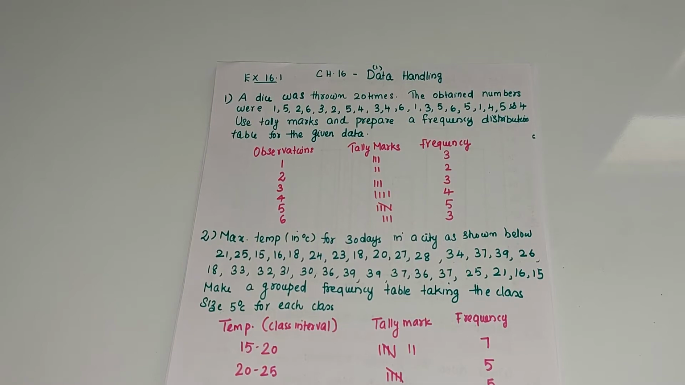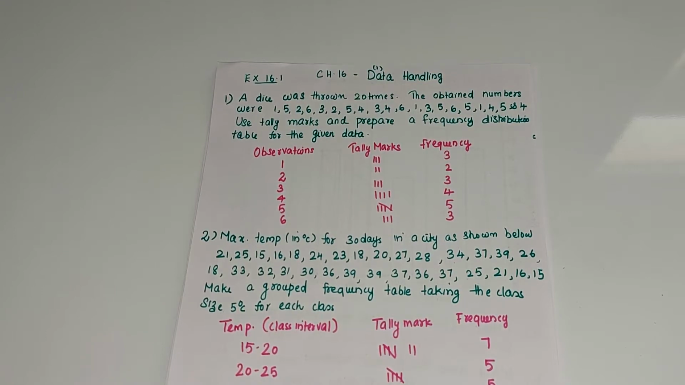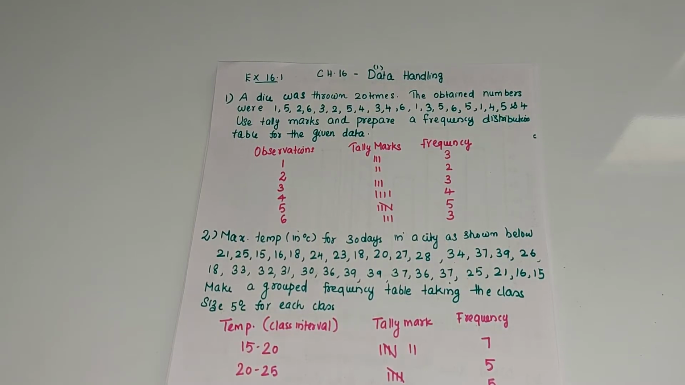Our first question is, a dice was thrown 20 times. The obtained numbers were 1, 5, 2, 6, 3, 2, 5, 4, 3, 4, 6, 1, 3, 5, 6, 5, 1, 4, 5 and 4. Use tally marks and prepare a frequency distribution table for the given data.